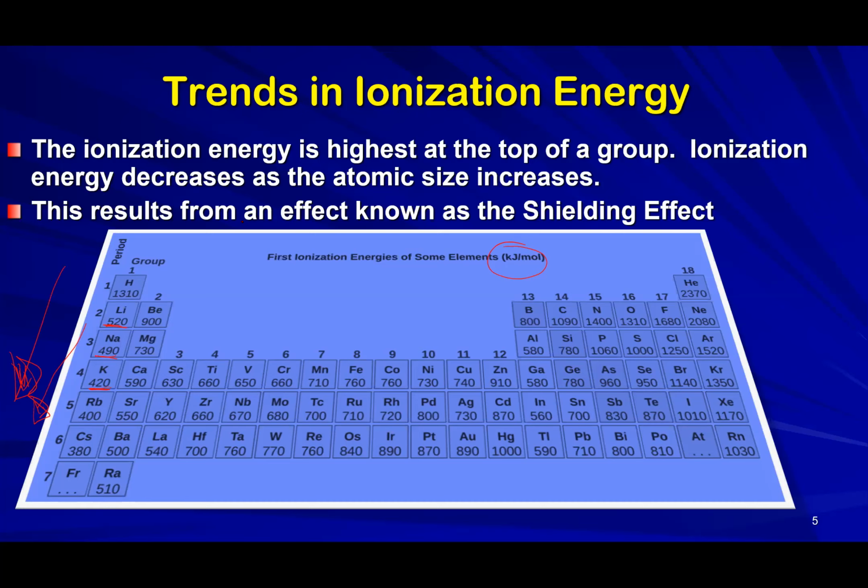And this is a result of what we call the shielding effect. Because of the extra energy level which is added, the shielding effect becomes stronger. When electrons are experiencing a stronger shielding effect, they go far from the nucleus, experiencing a weaker attraction, and then it becomes very easy for them to be released or to be removed from the atom.